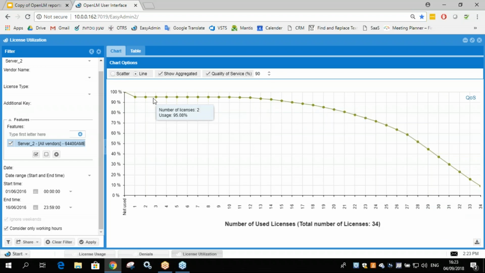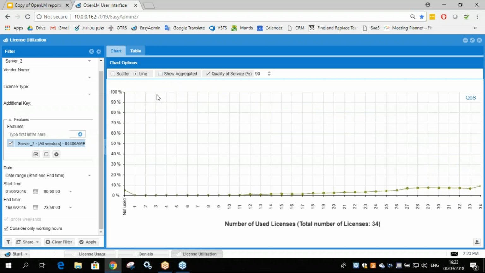And the curve itself, you see that it's not a healthy curve. If we make it unaggregated, we see again that it's not a healthy curve. All the licenses are pretty much right around here. So most of the time people have issues.